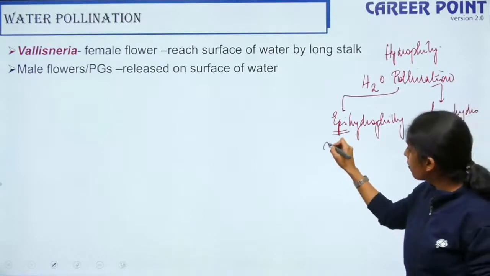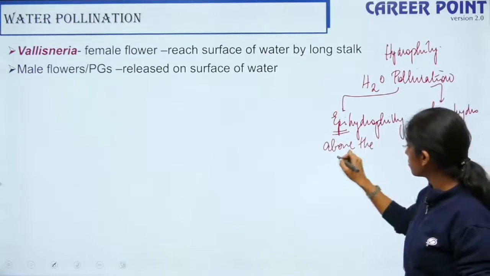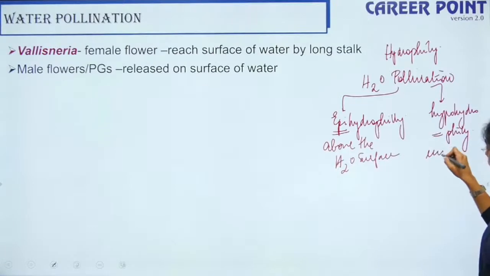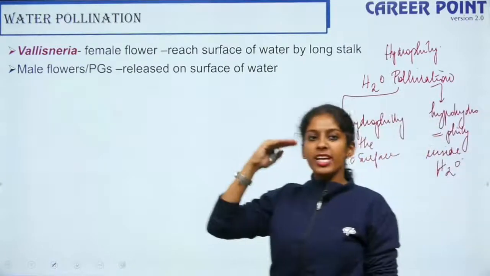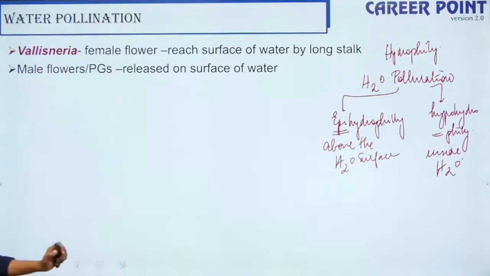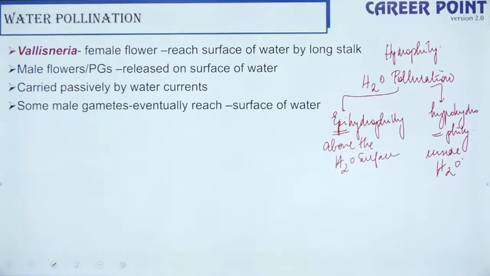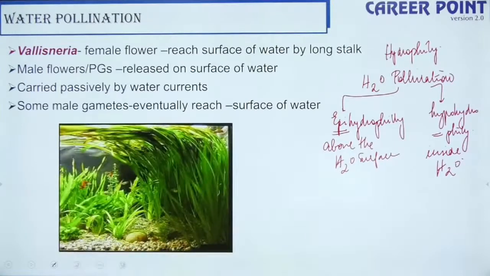Epi means pollination above the surface of water. Hypo is inside the water. Alright, so water pollination is of two types, epi and hypo. Epi is above the surface and hypo is inside the surface of water. So in the case of Vallisneria, when I say the female flower reaches the surface of water and male pollen grains are released on the surface, it is an example of epihydrophyly. The male gametes are passively transported by water currents. Some male gametes eventually reach the surface of the water.